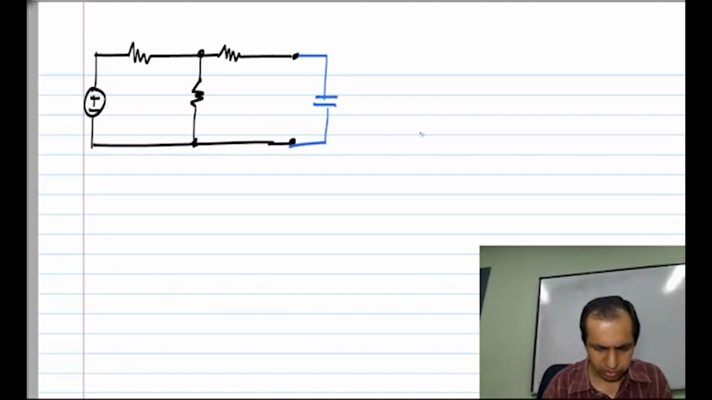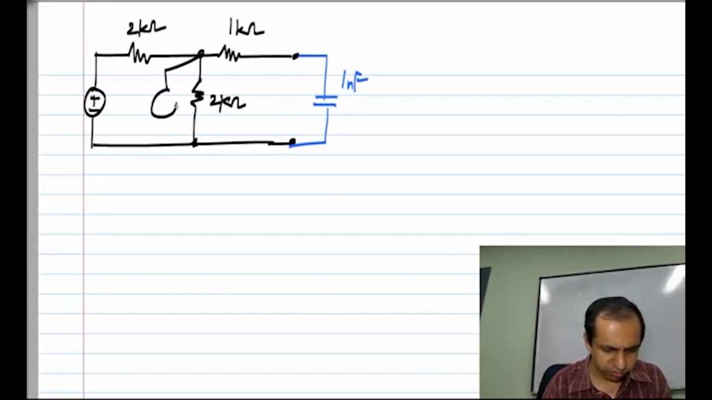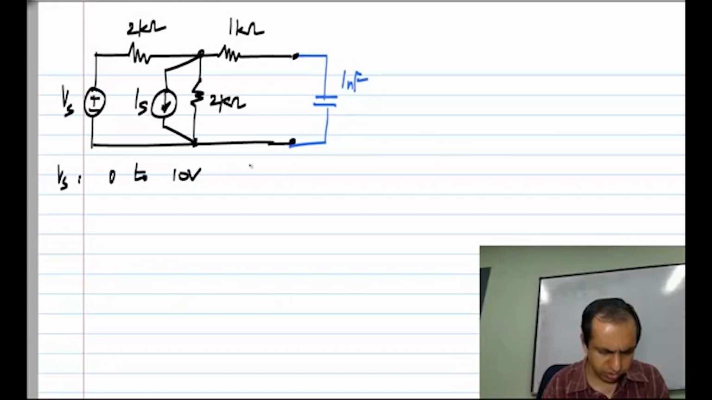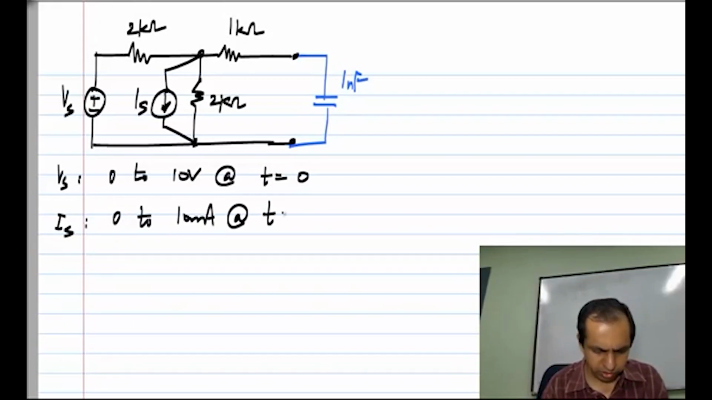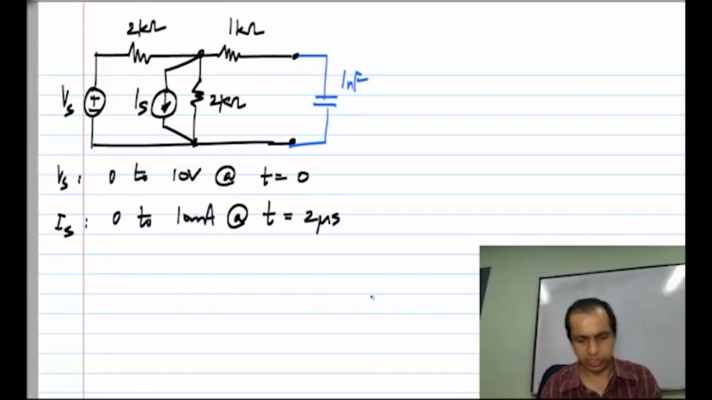As always, a circuit with a single capacitor, and let's say this is 1 nanofarad, and these resistors are 2 kilo ohms, 2 kilo ohms and 1 kilo ohm, and I also have a current source. Let's say it's given that Vs switches from 0 to 10 volts at t equals 0, and Is switches from 0 to 10 milliamps at t equals 2 microseconds.